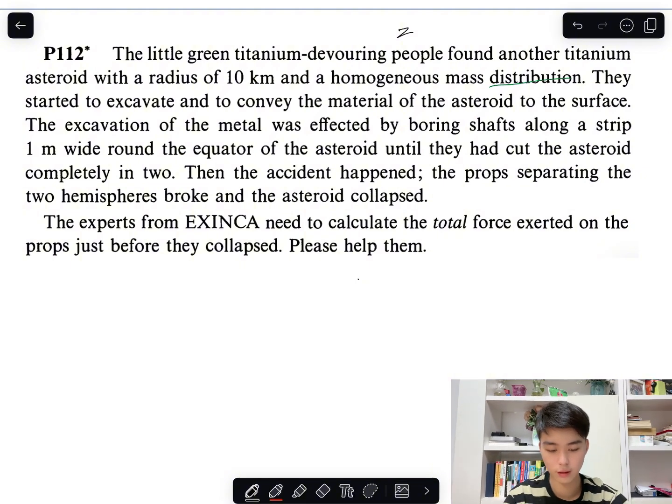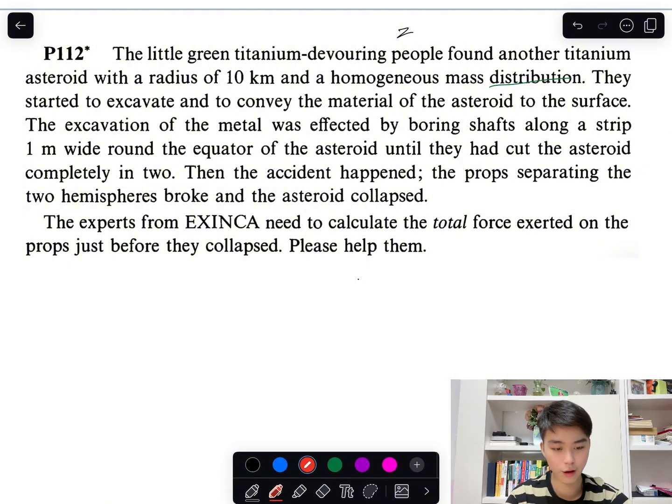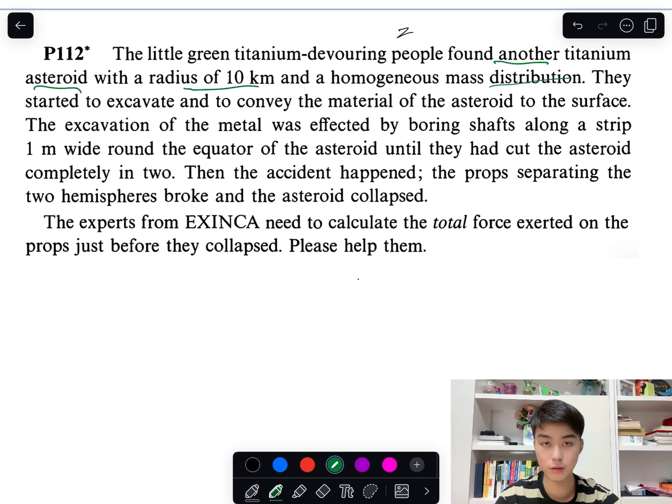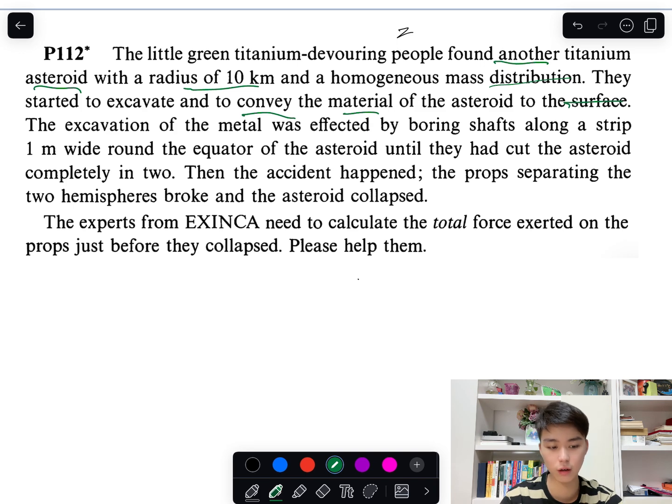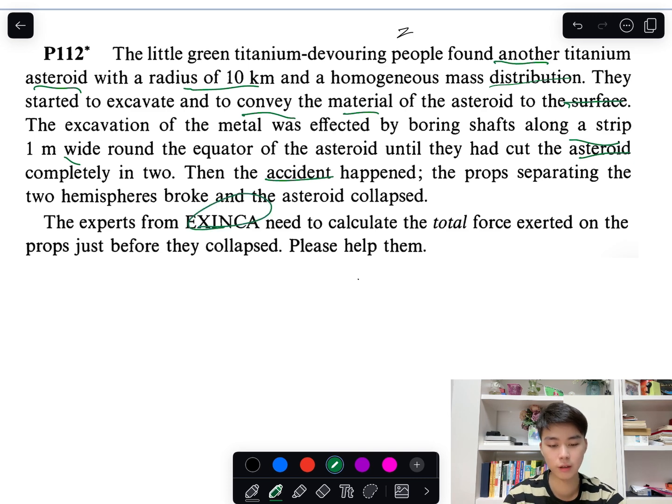There is a little green man who found another asteroid with a radius of 10 kilometers and a homogeneous mass distribution. They started to excavate and convey the material of the asteroid to the surface. The excavation of the metal was effected by boring shafts along a strip 1 meter wide around the equator of the asteroid until they had cut the asteroid completely in two parts. Then there's an accident. The prop separating the two hemispheres broke and the asteroid collapsed. The experts need to calculate the total force exerted on the props just before the collapse.